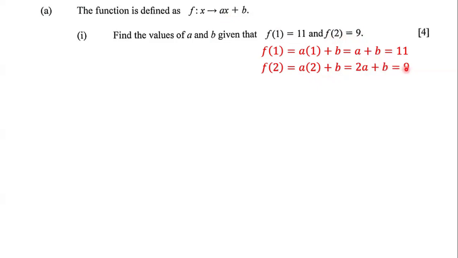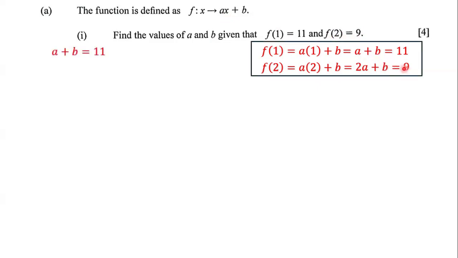And so here we have two equations. We have that a plus b is equal to 11, and then we have 2a plus b is equal to 9. What we actually have is a simultaneous equation. We call this first equation, equation 1, and we call this second equation, equation 2.